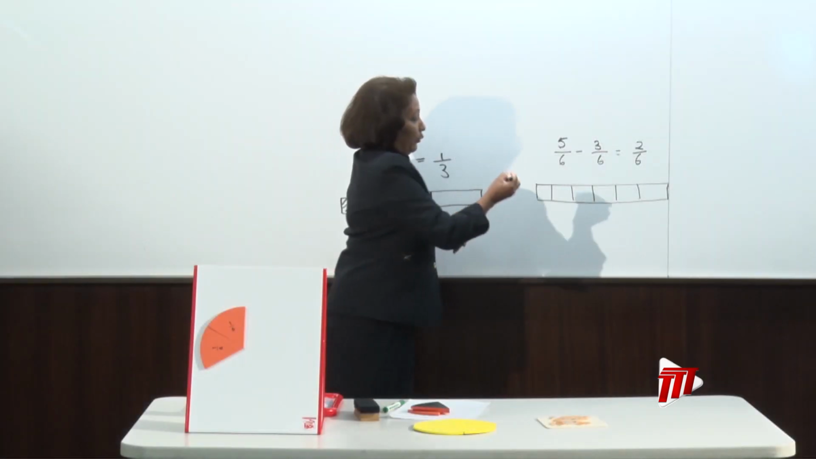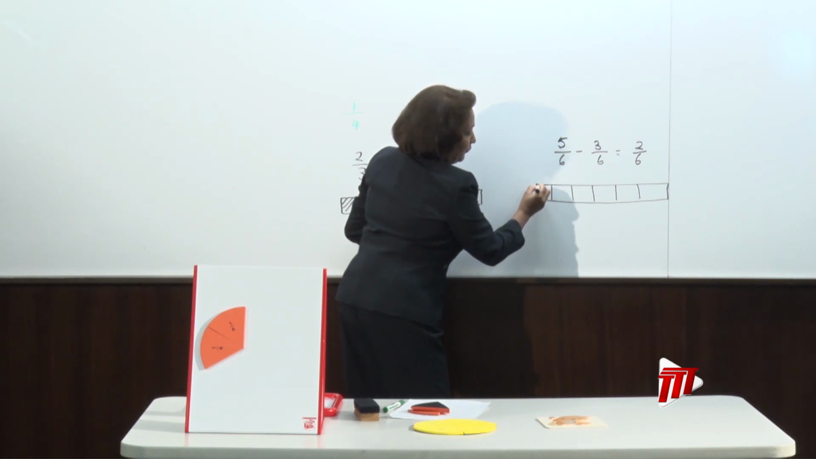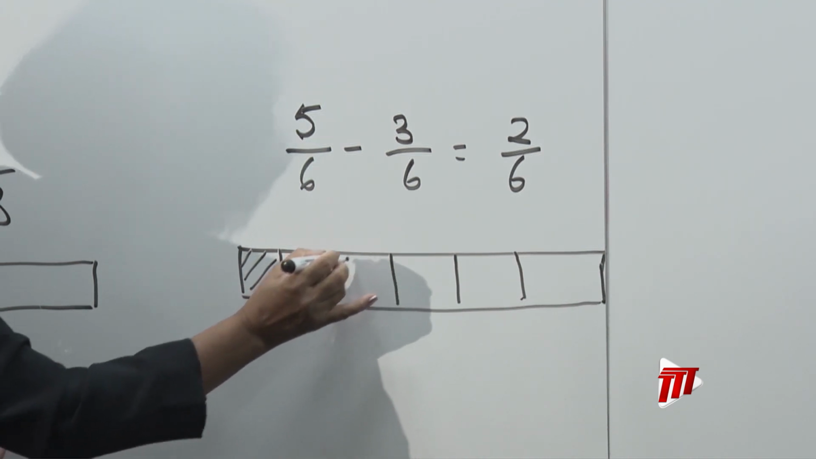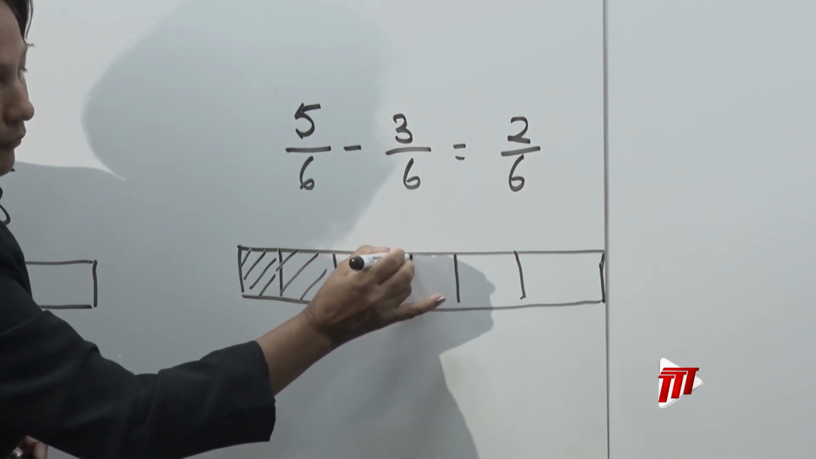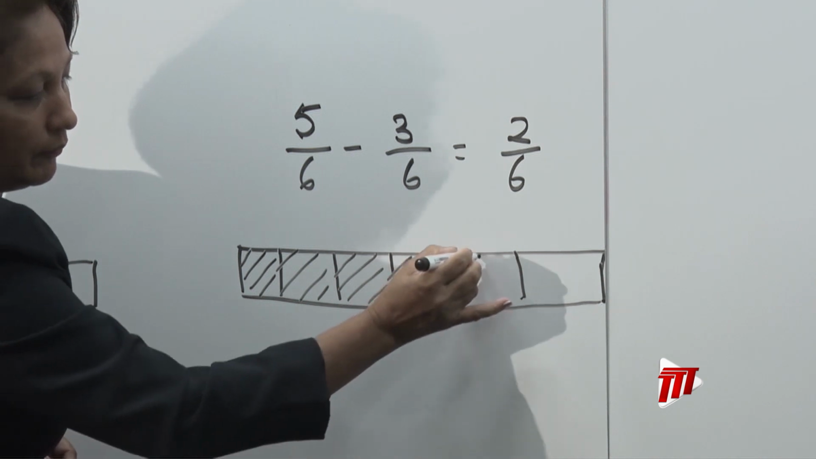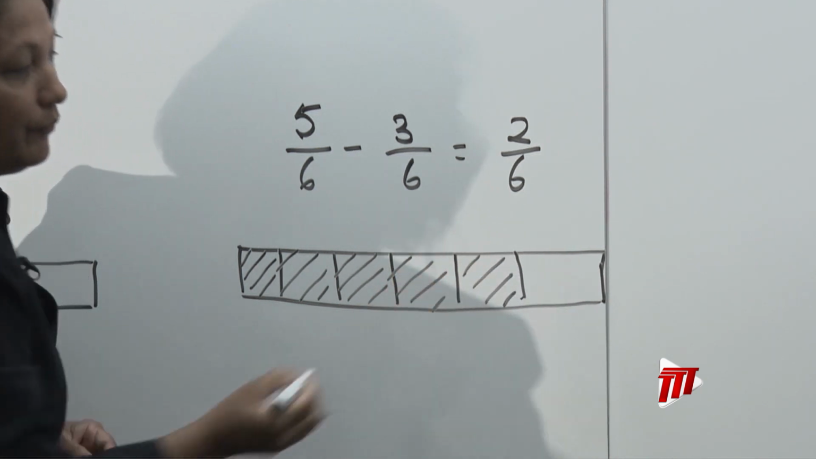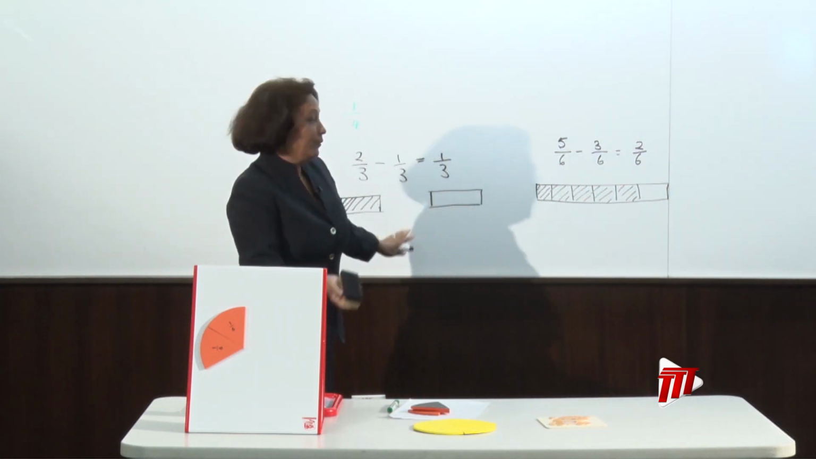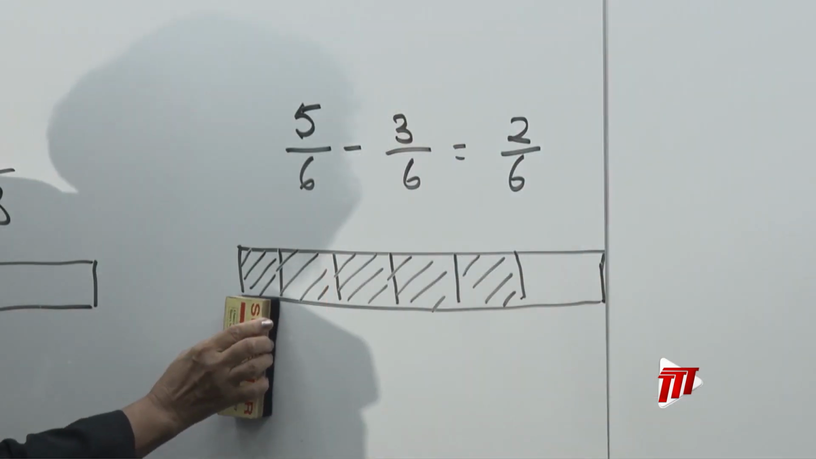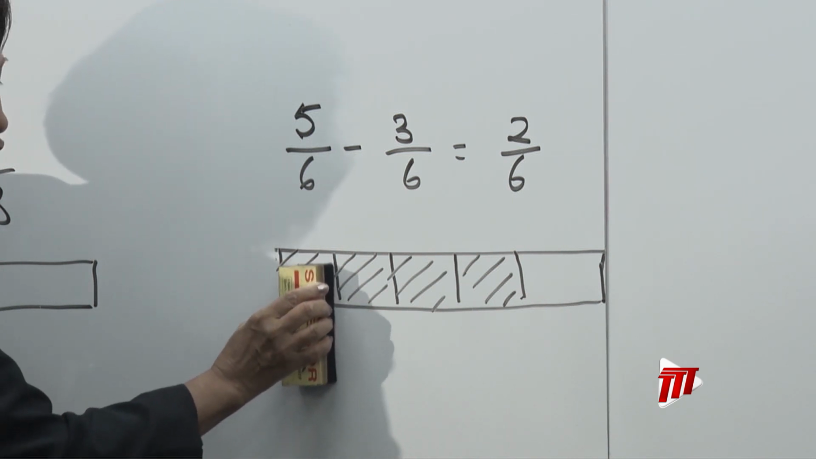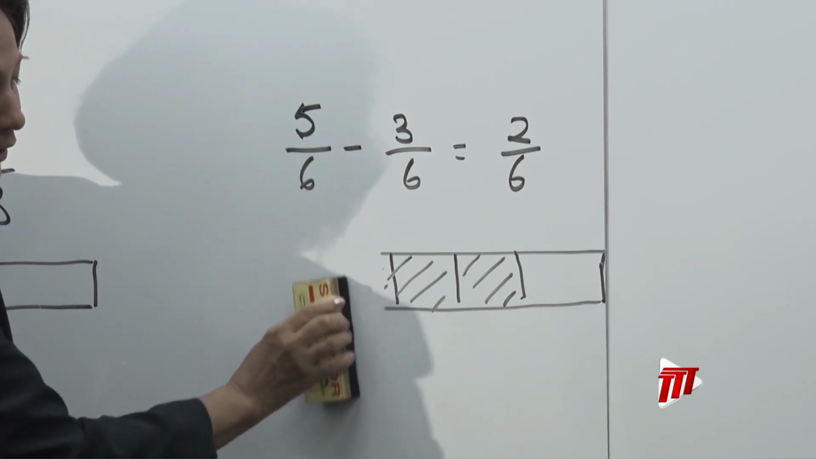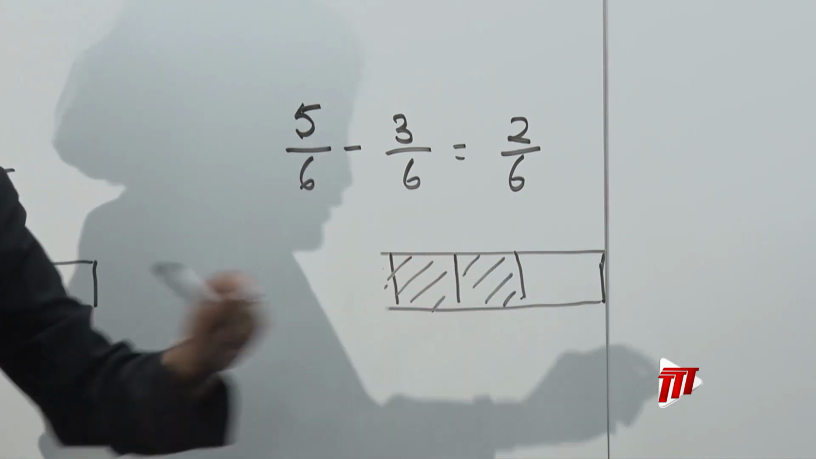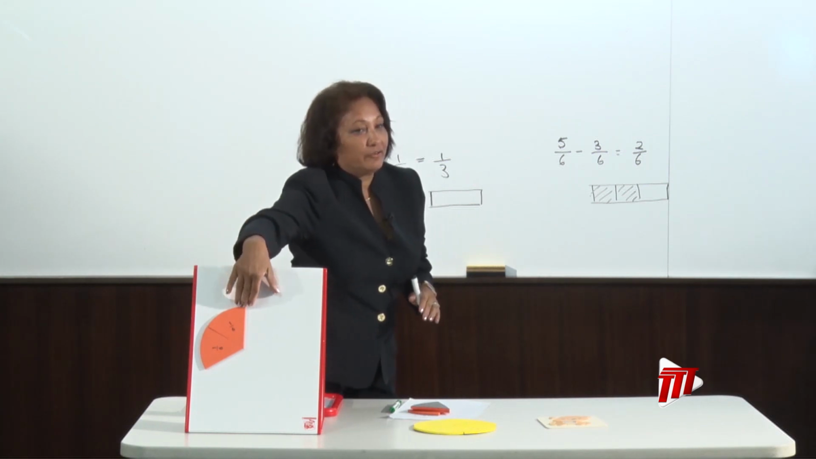6. But the question says that we have only 5, so I'm going to shade my 5. 1, 2, 3, 4, and 5. And we now have to subtract 3. So just like I erased here, I'm going to erase 3 of them. So this is 1, 2, 3. 3 of them are gone. So I remain with the same 2/6 that I had with my fraction circle here.